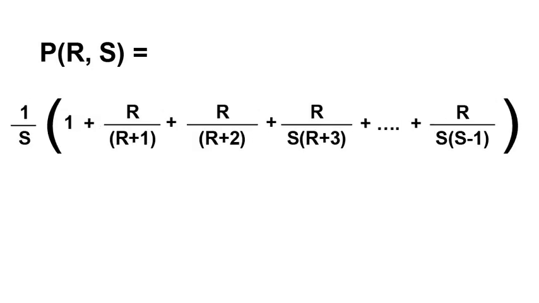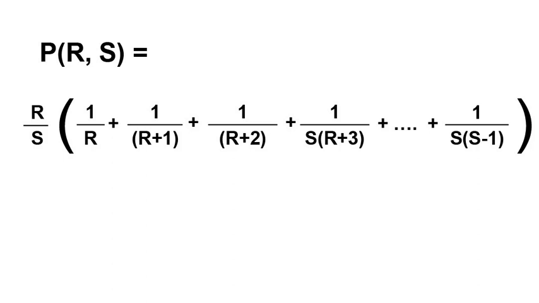We can factor out 1/S and R from the right side to get this equation. Now that we have this equation, remember that we want to maximize P(R, S), the probability of picking the best option, and we want to choose a value of R to maximize P. From this sum, we can write two equations.